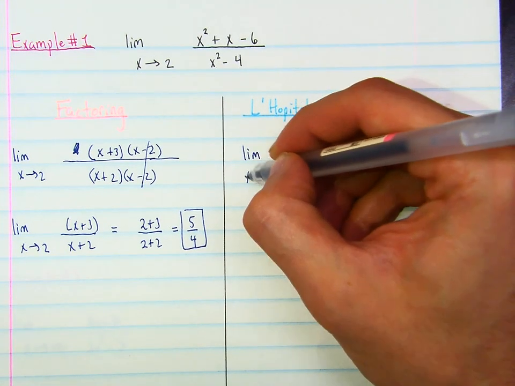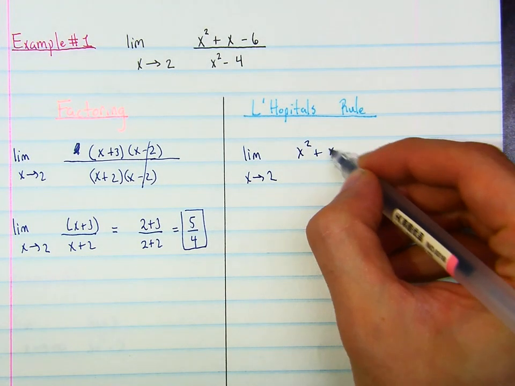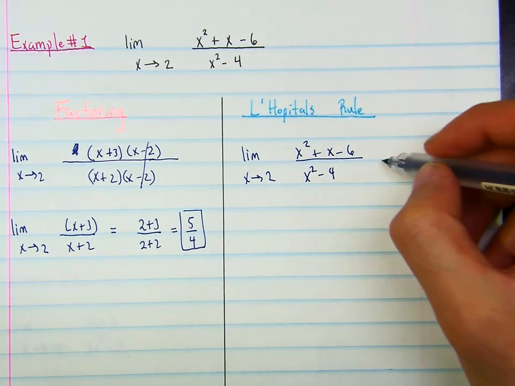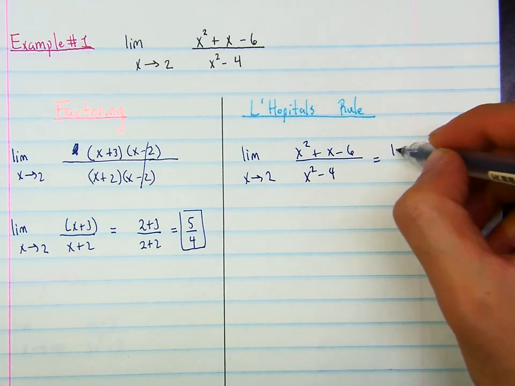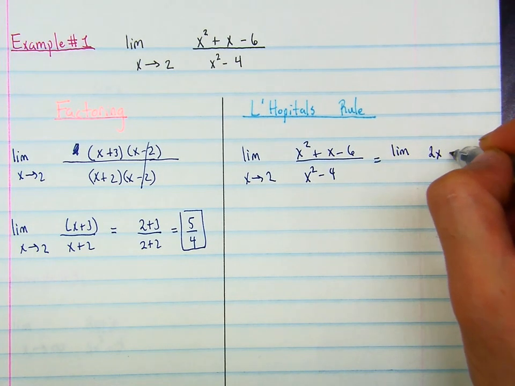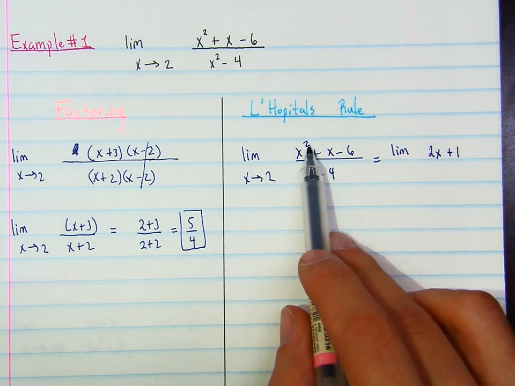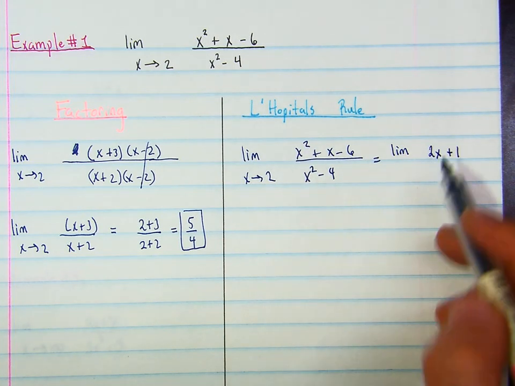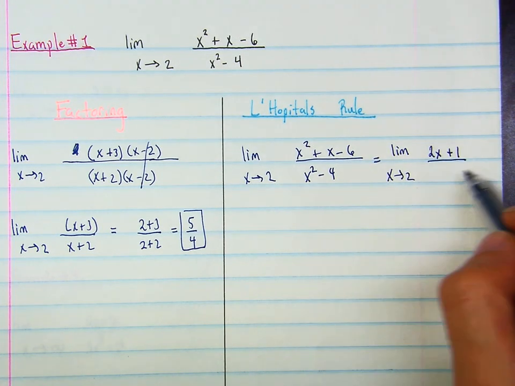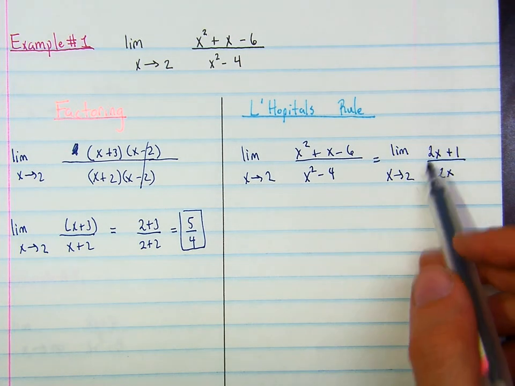The limit as x approaches 2 of x squared plus x minus 6 over x squared minus 4. Notice that you're allowed to say that this is equal to the limit of 2x plus 1, which is the derivative of the numerator, right? What's the derivative of this? It's 2x plus 1, as x approaches 2. And what is the derivative of the bottom? It's just 2x. And now here, what happens when you plug in x equals 2?